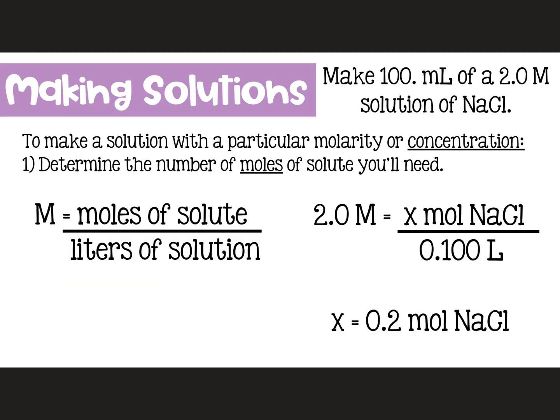So, how do you make a solution with a particular molarity or concentration? Well, first, we have to determine the number of moles of solute you'll need. So remember, the molarity is the moles of solute divided by the liters of solution. So if you want to make 100 milliliters of a 2.0 molar solution of sodium chloride, that means you'll need how many moles per 0.100 liters, which is 100 milliliters expressed as liters. Solve this and you get 0.2 moles of NaCl.